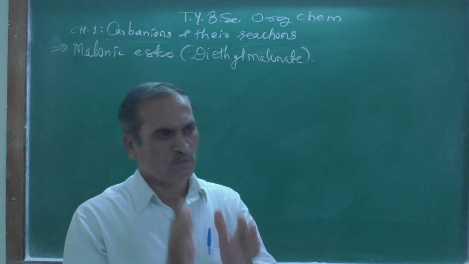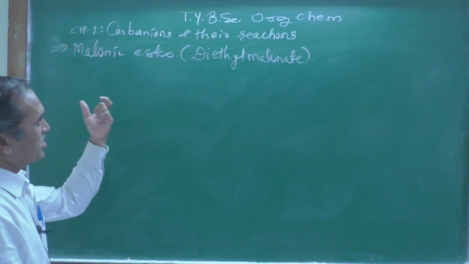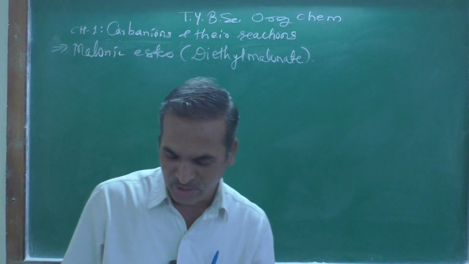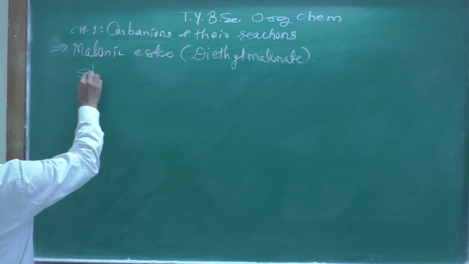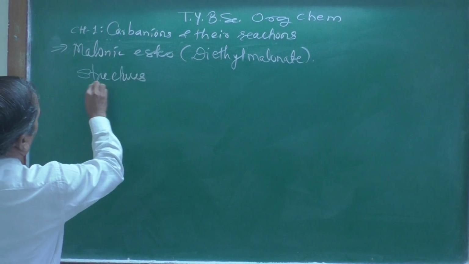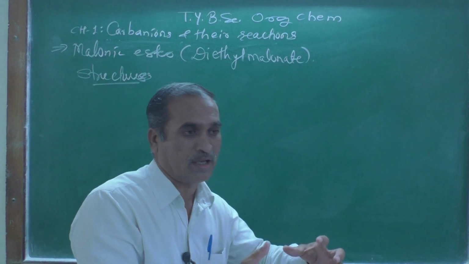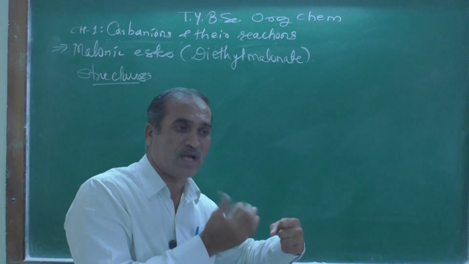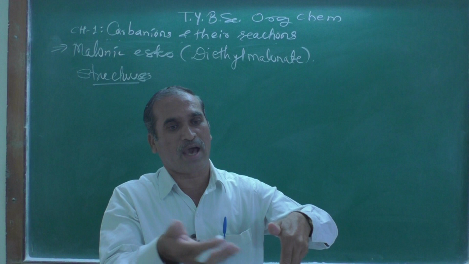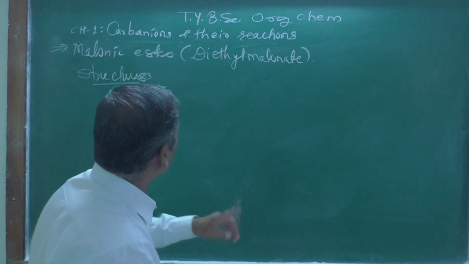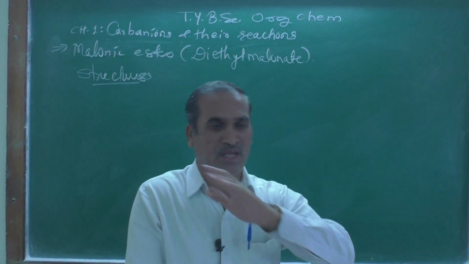Now what we are going to discuss today is malonic ester, or diethyl malonate. First of all, let us see the structure of the malonic ester, because the structure is an important one, and once you know the structure you can choose the starting material in such a way that you arrive at the final product. This malonic ester is called a synthetic reagent.